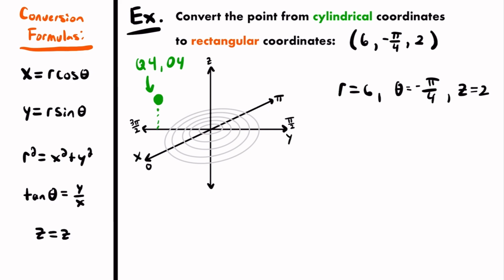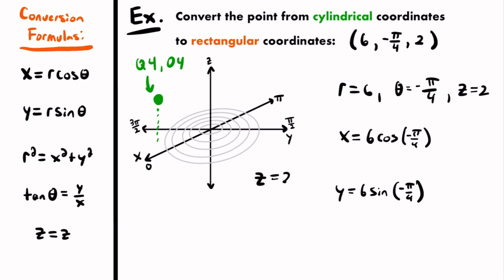All right, but now let's actually do our conversion here. Once again, we want to get our coordinates in terms of x and y, so we want to use these two conversion formulas. Let's start with x. We have x is equal to r times cosine theta. So we'll have 6 times cosine of negative pi divided by 4. And then we'll have y equals r times sine theta. So we'll have 6 times sine of negative pi divided by 4. And then we know z is going to be the same. Z is equal to 2.